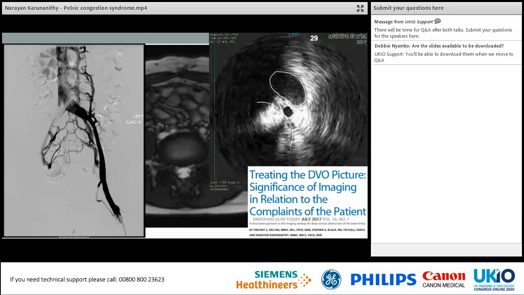And like I said, intravascular ultrasound can be very, very useful in these cases. And this is the intravascular ultrasound demonstrating the compressed common iliac vein in between the structure at 12 o'clock, which is the common iliac artery, and the structure between about 6 o'clock and 9 o'clock, which is the vertebral body.